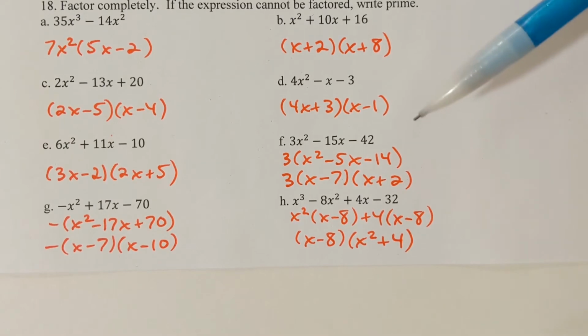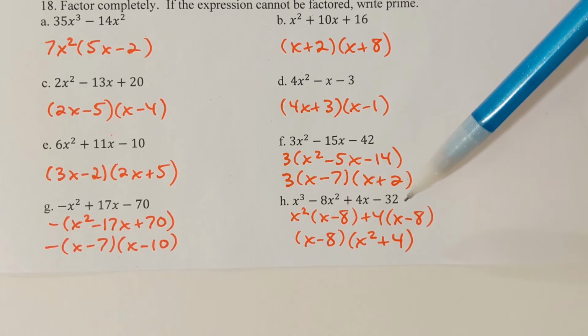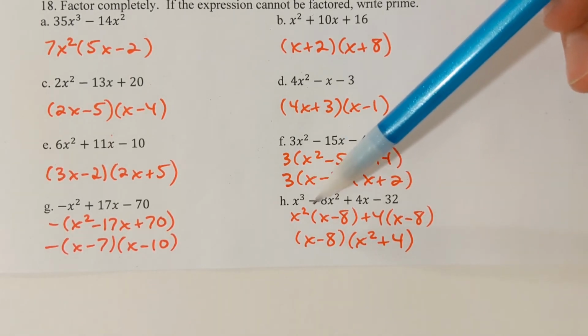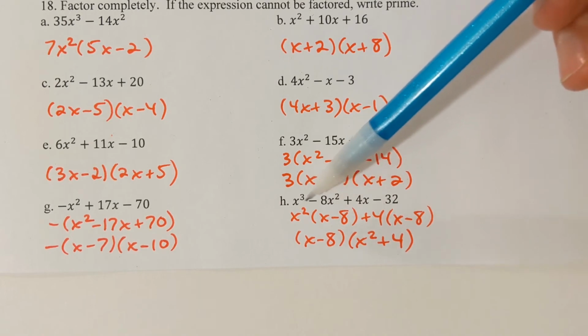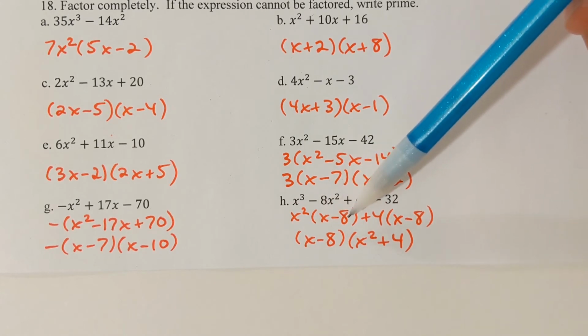And in this problem, I'm going to let the first 2 terms be one group, and then the last 2 terms be a second group. So what's going to come out of group 1 is x squared. In other words, x squared is in common to these first 2 terms. Let's go ahead and pull that out. The leftover then would be x minus 8.